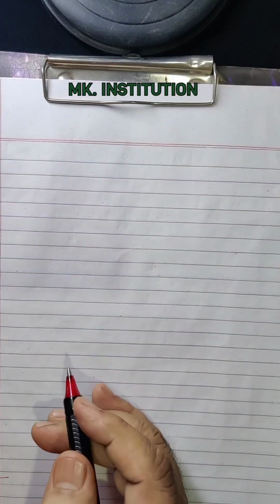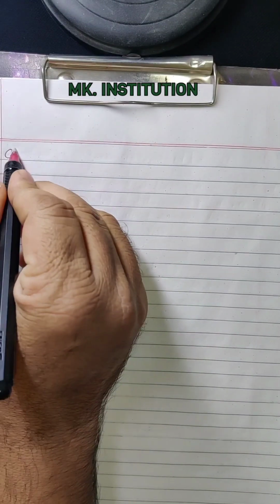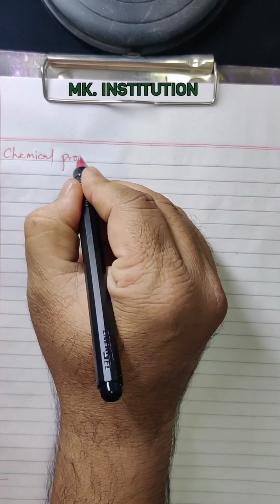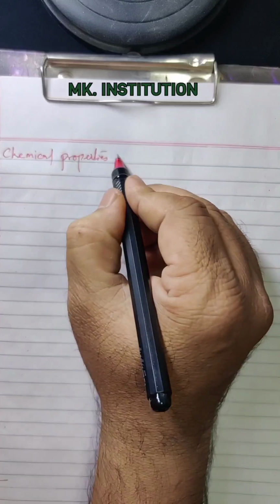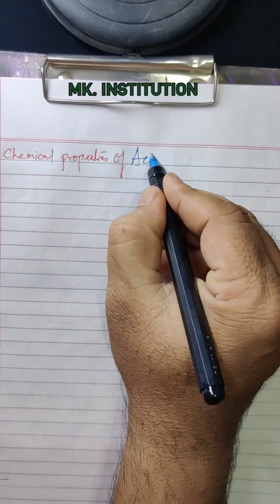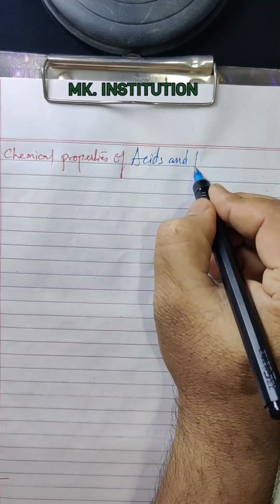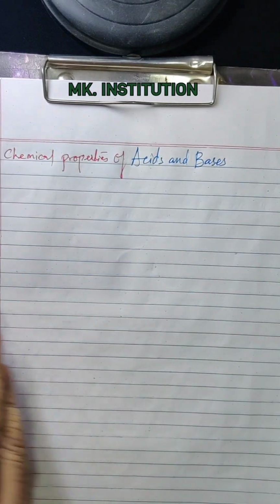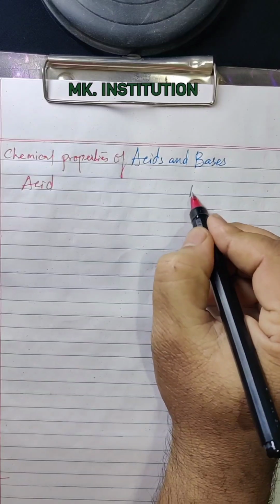Here we'll study the chemical properties of acids and bases. Okay, one other topic, chemical properties of acids and bases. Clear?